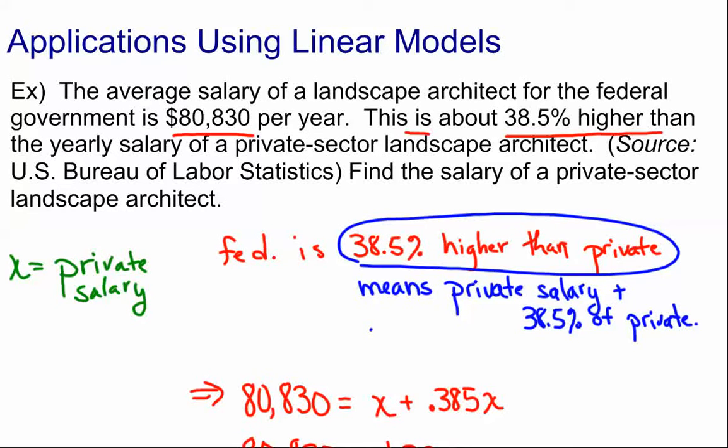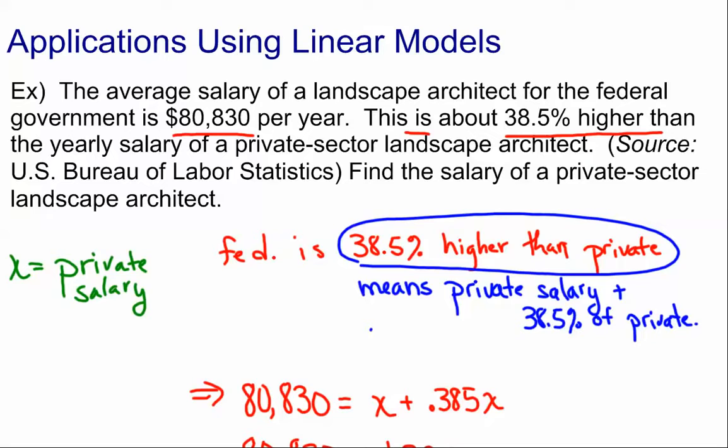Okay, now we want to take a look at a couple applications using linear models, and in this segment I'm going to focus on percent type problems. This first one says the average salary of a landscape architect is, this is federal, $80,830 per year. That is 38.5% higher than that of a private sector architect. Our job is to find the salary of the private sector architect.